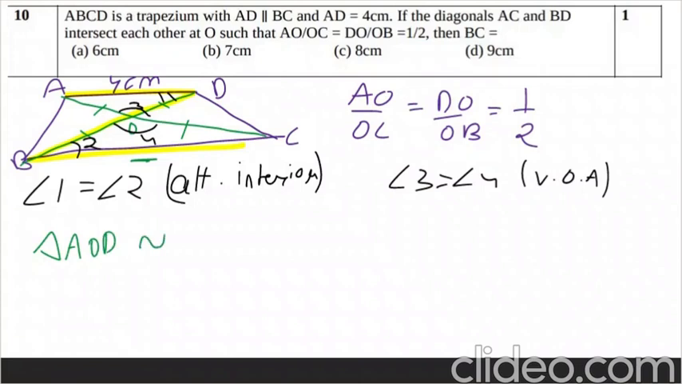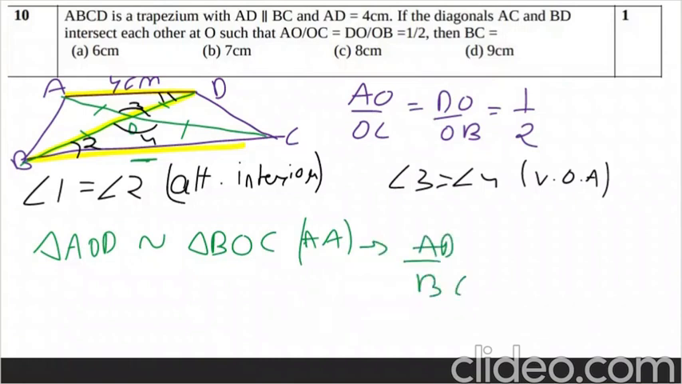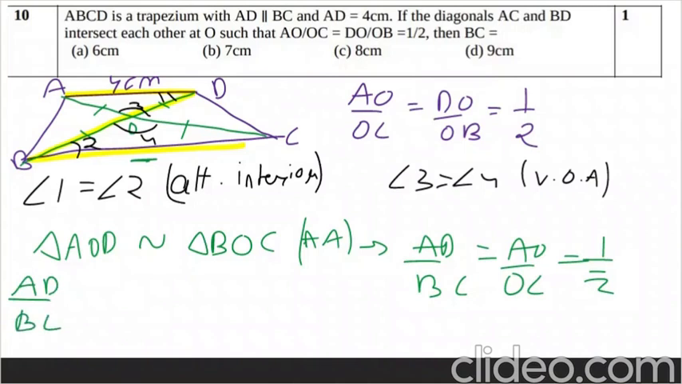Triangle AOD is similar to triangle BOC by AA similarity, isn't it? Now, AD by BC will be equal to AO by OC. AO by OC is nothing but 1/2, correct? So AD by BC will be equal to 1/2, all right? And now AD is given to me as 4.